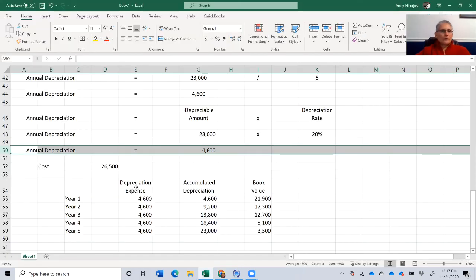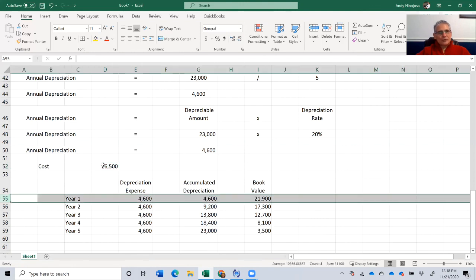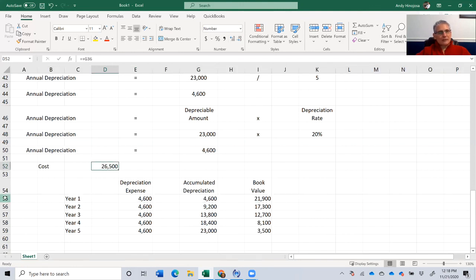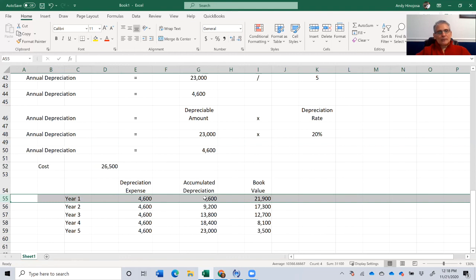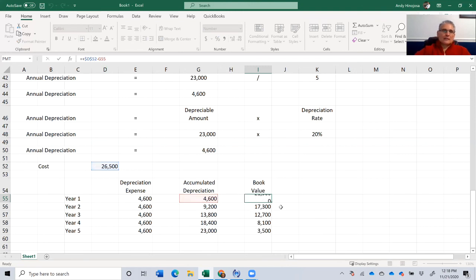And then the last thing they wanted is the book value at the end of the first year. Well, the book value is computed by taking the cost, $26,500, and subtracting the accumulated depreciation. Now they wanted it after year 1, so that makes it easy. It's $26,500 minus the accumulated depreciation of $4,600. That gives us $21,900. And we can continue to do that every year.